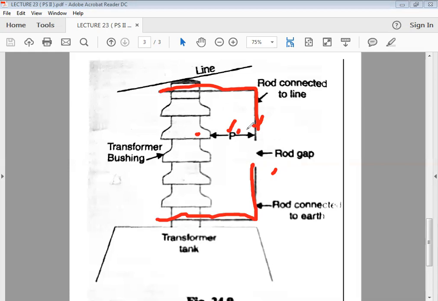We have to keep this distance in mind carefully, because in the case of a lightning stroke the excessive current flows through these rods. Due to that, an arc is struck, and the arc may damage the bushings of the transformer as well. The upper electrode is connected to the line and the lower electrode is connected to the transformer tank, which is earthed. The arrangement seems pretty simple and cheap, but it has a major disadvantage.